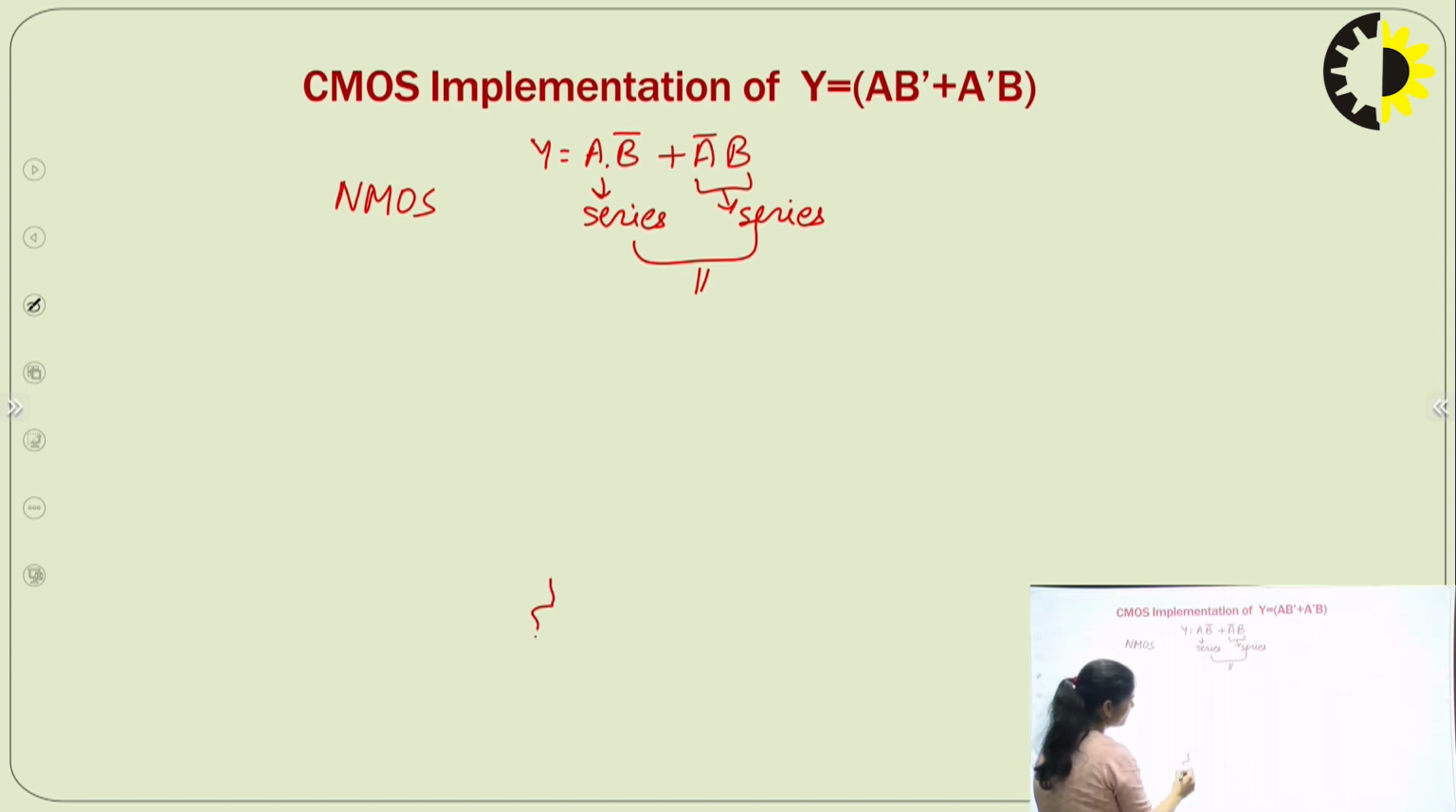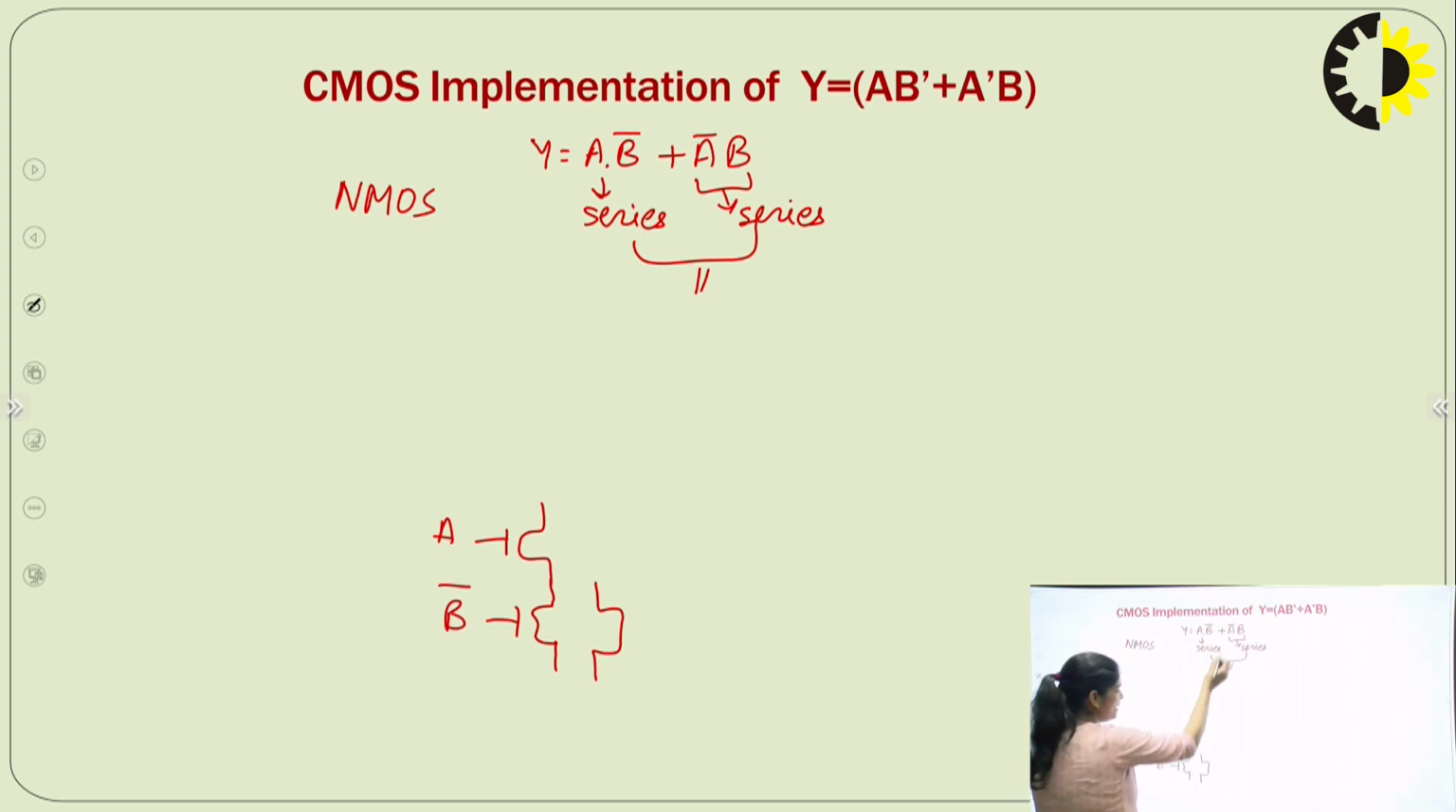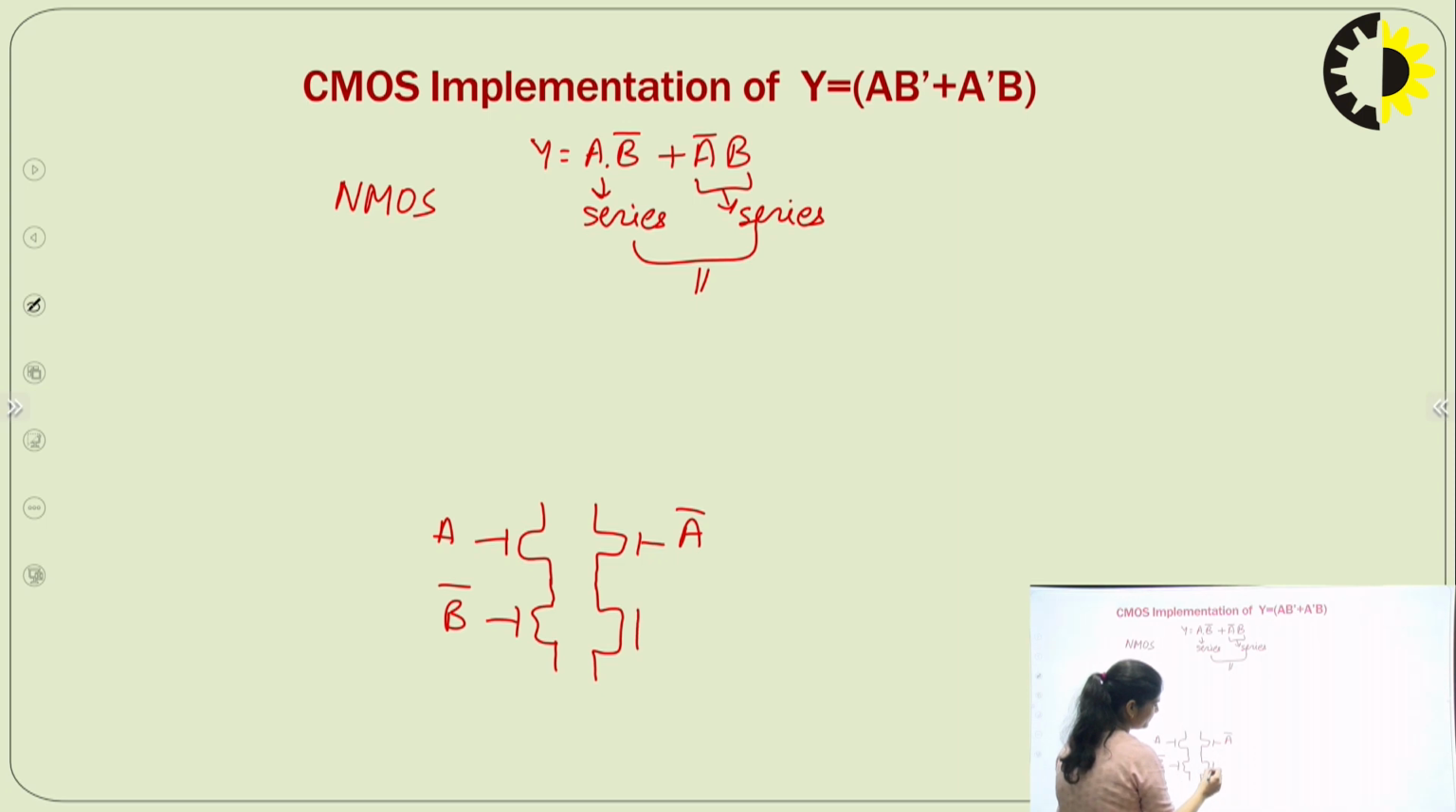So A and B bar are connected in series. This is A. This is B bar. A and B bar are connected in series. A bar and B are also connected in series, and both are in parallel. It is connected to ground. So this is your NMOS.